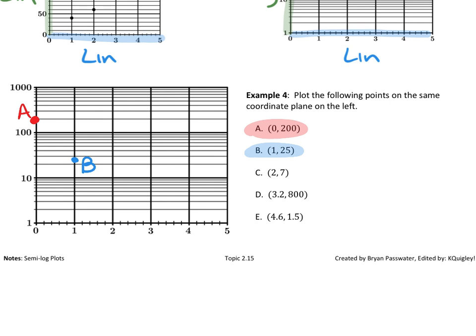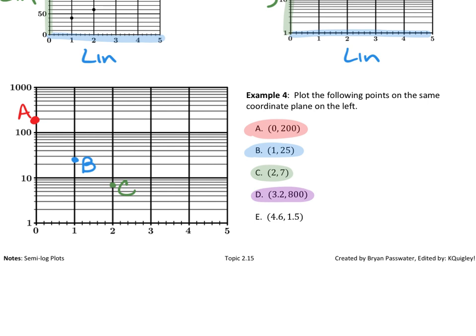Can you guys finish the rest for me? Okay. To plot 2, 7, we'd go to an x value of 2 and a y value of 7. So if I was trying to be super precise here, this is 1. So this is 2, 3, 4, 5, 6, 7. Yes, it gets a little crowded in there, but 2, 7 would be right there. That's C.